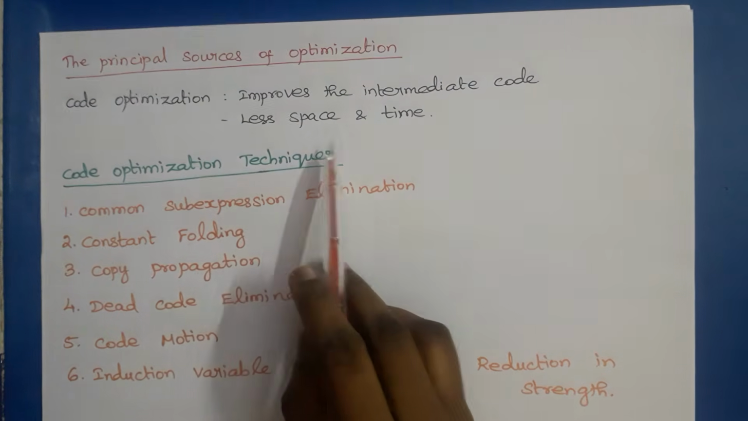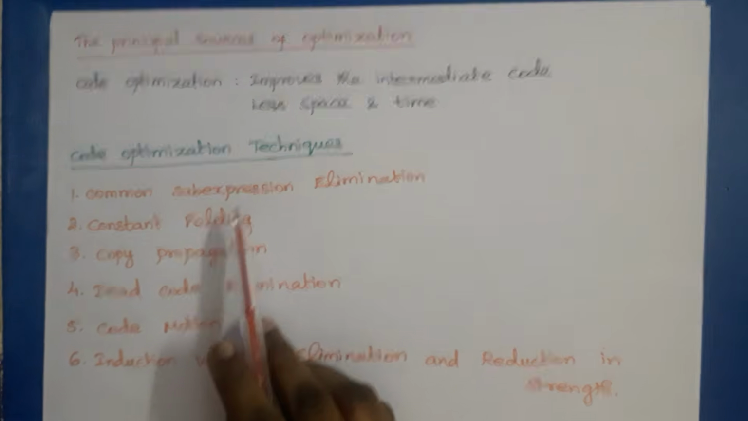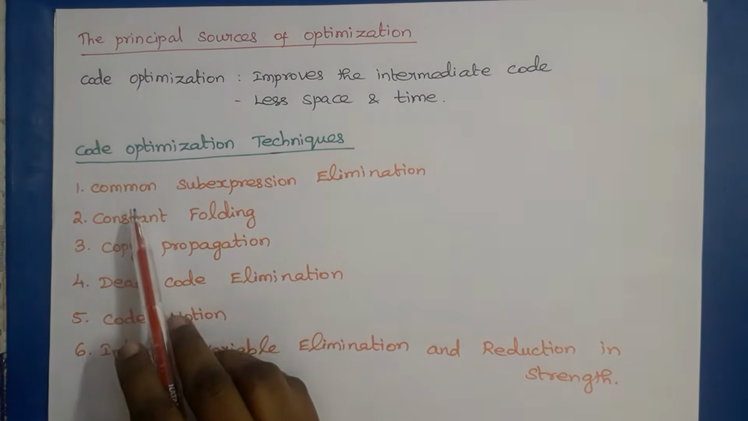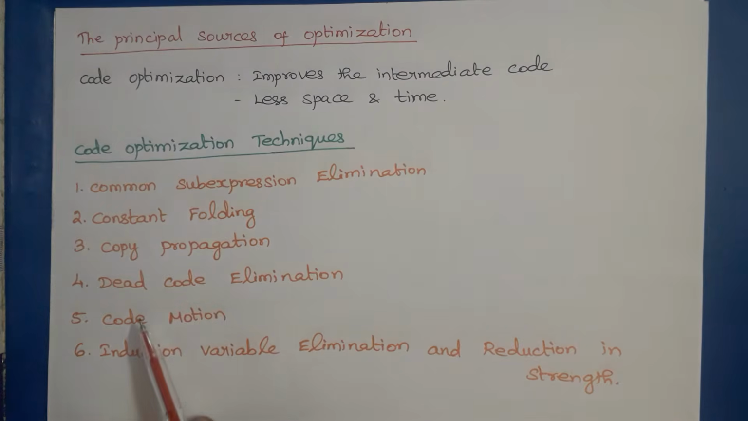It will reduce the space as well as the running time of the program. Some of the code optimization techniques are: common sub-expression elimination, constant folding, copy propagation, dead code elimination, code motion, induction variable elimination, and reduction in strength.